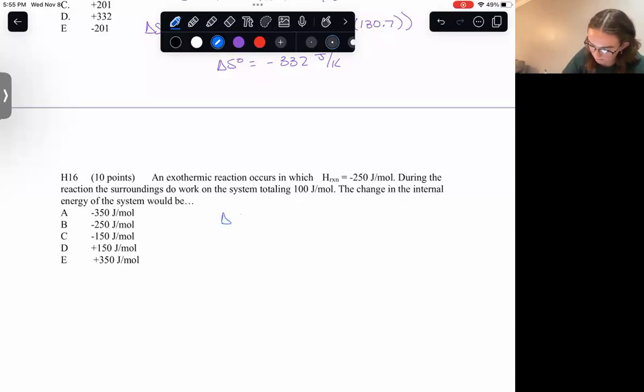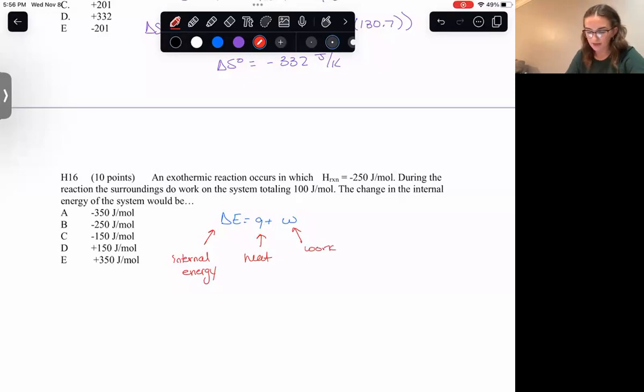Yes, awesome, right? We have delta E is equal to little q plus W. So in this equation, delta E is going to be our internal energy. What is Q? Yep, Q is heat. And what is W? Good. W is work. Okay, so we're looking for the change in internal energy. So we don't know what delta E is.